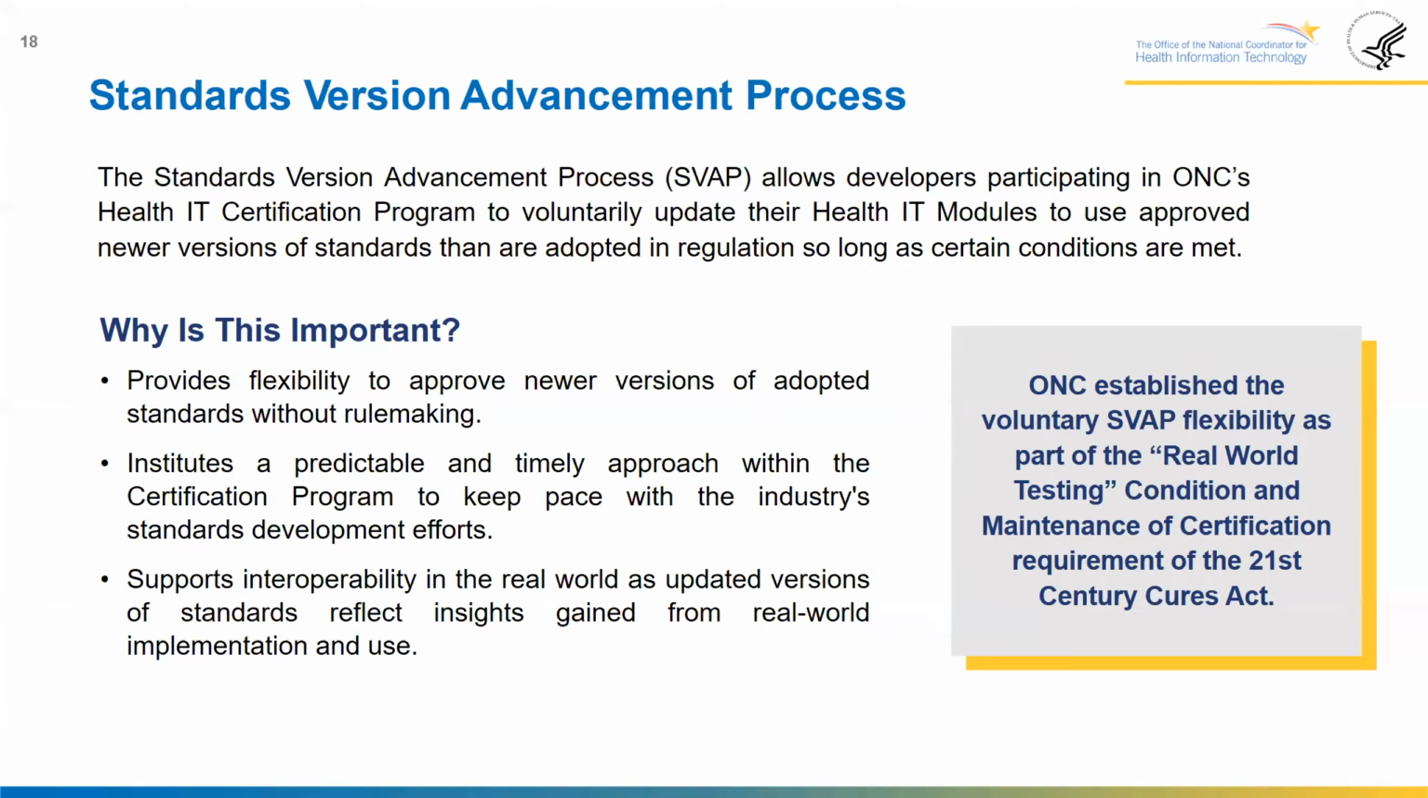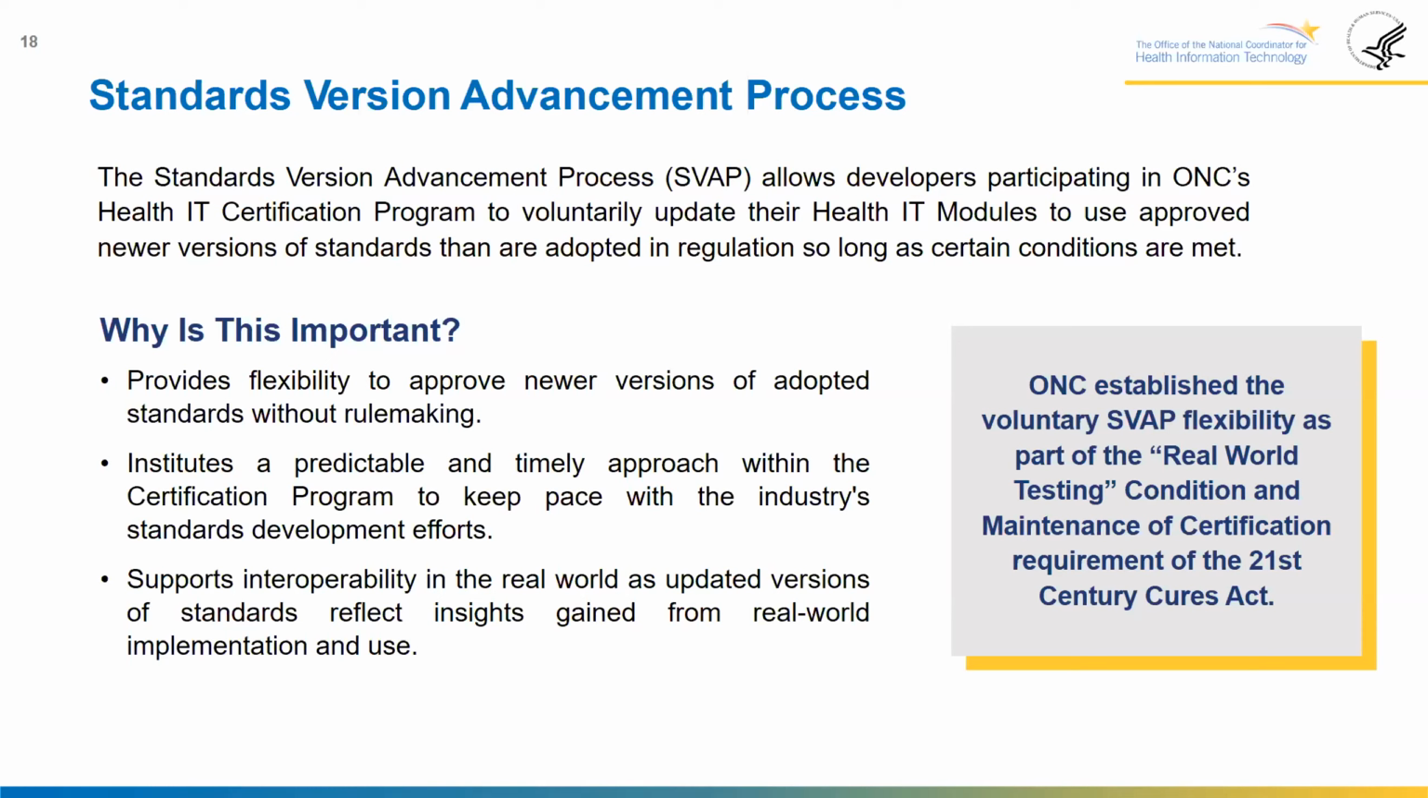So using SVAP, developers participating in our certification program are now allowed to voluntarily update their Health IT modules to use approved newer versions of standards than those adopted in regulation for use in our program, so long as certain conditions are met. The introduction of this flexibility in the certification program is beneficial in a number of ways. It allows for more advanced versions of standards to be approved for use under the program in a more timely and flexible manner. So in many cases, not having to wait for new versions of standards, such as the USCDI, to be adopted through lengthy rulemaking that might only occur every few years.